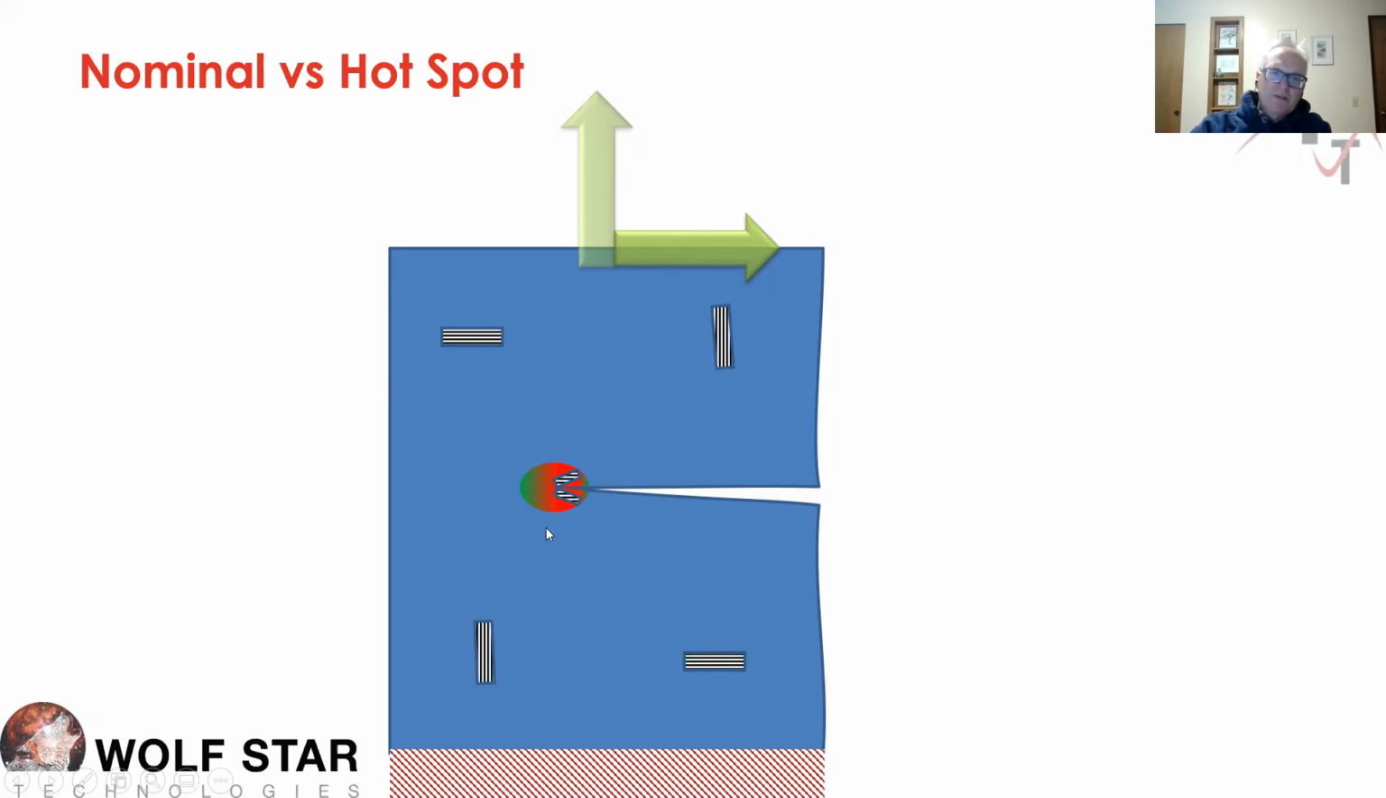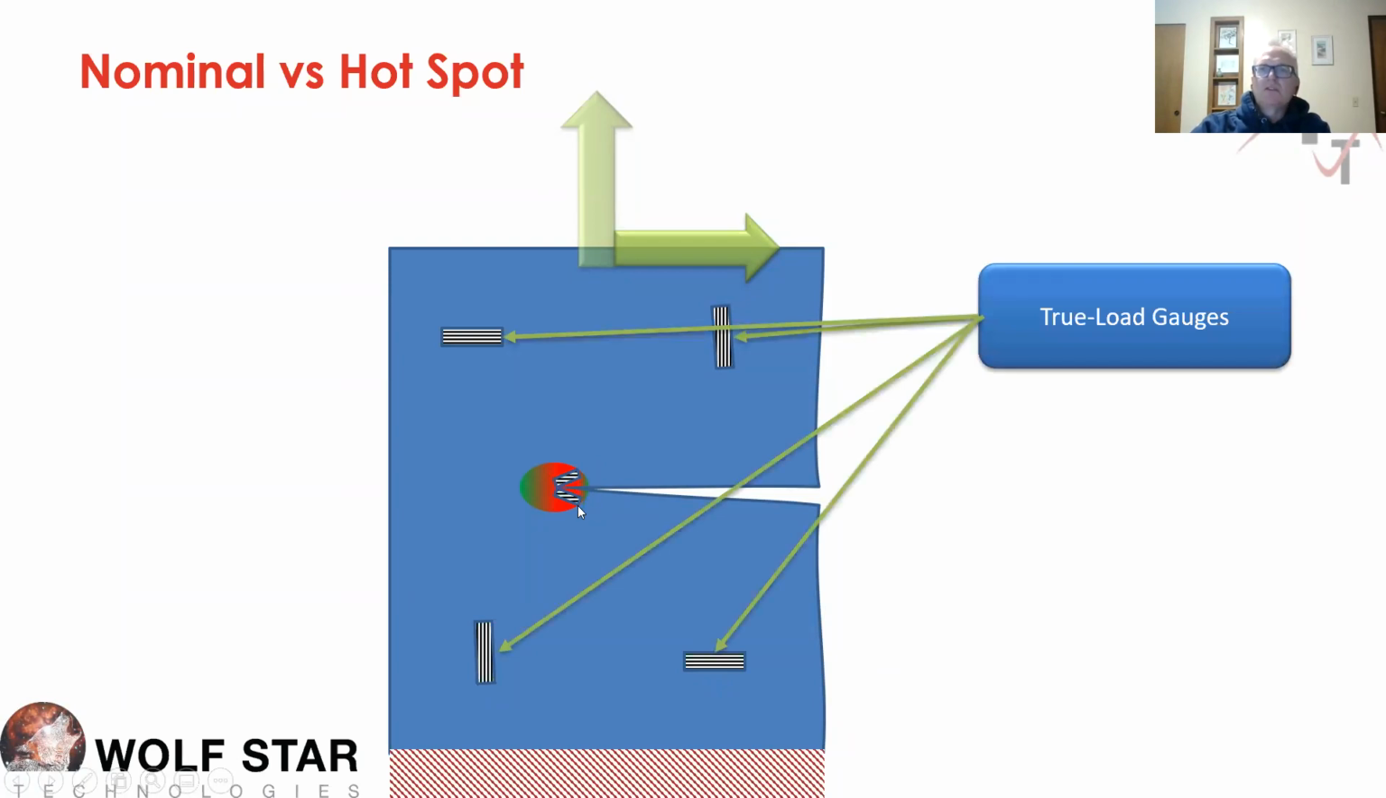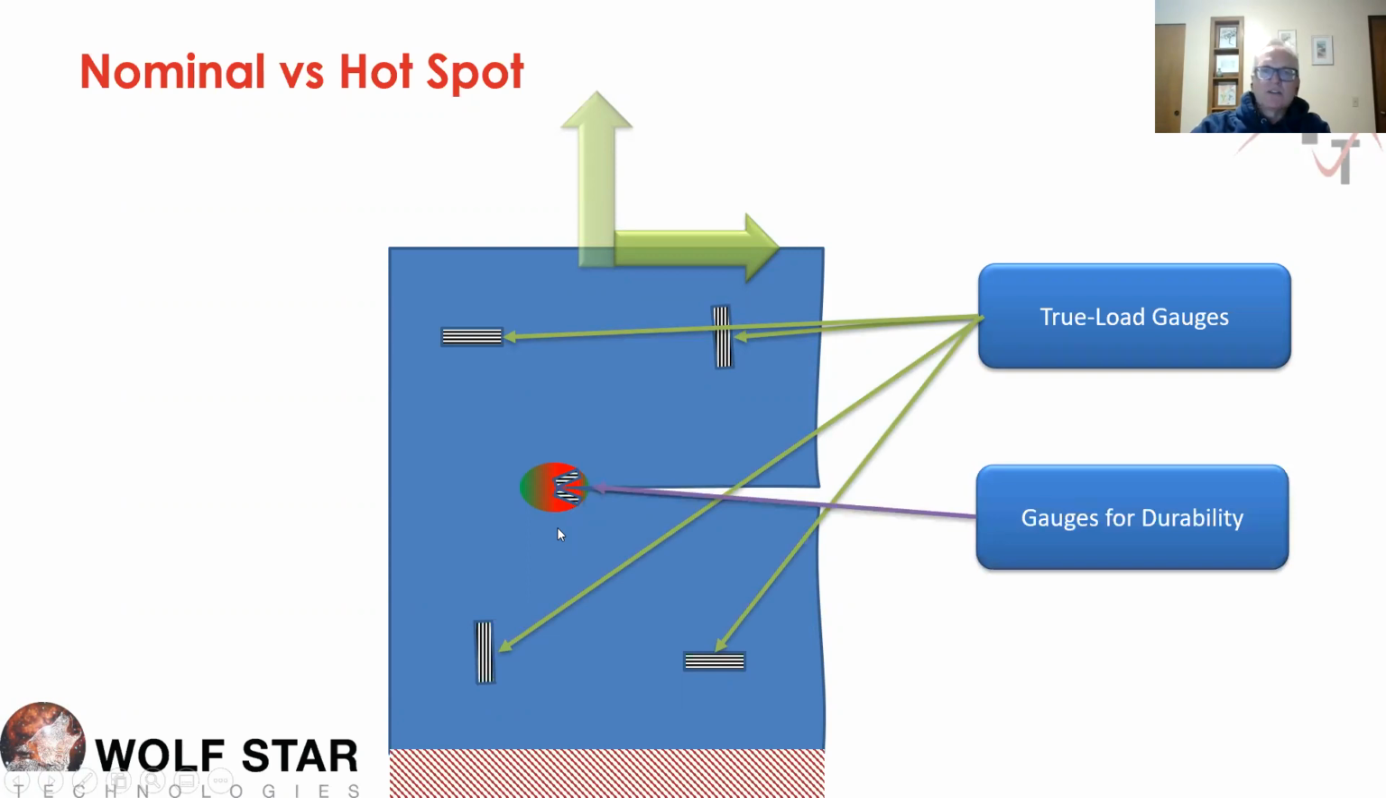And then by all means, if you've got durability work that you want to do, I want you to place gauges here in the hot spots. That's important, but we can't use these for doing load correlation, for calculating loads. But we can use these gauges to calculate loads with true load, and these are the gauges for your durability work.